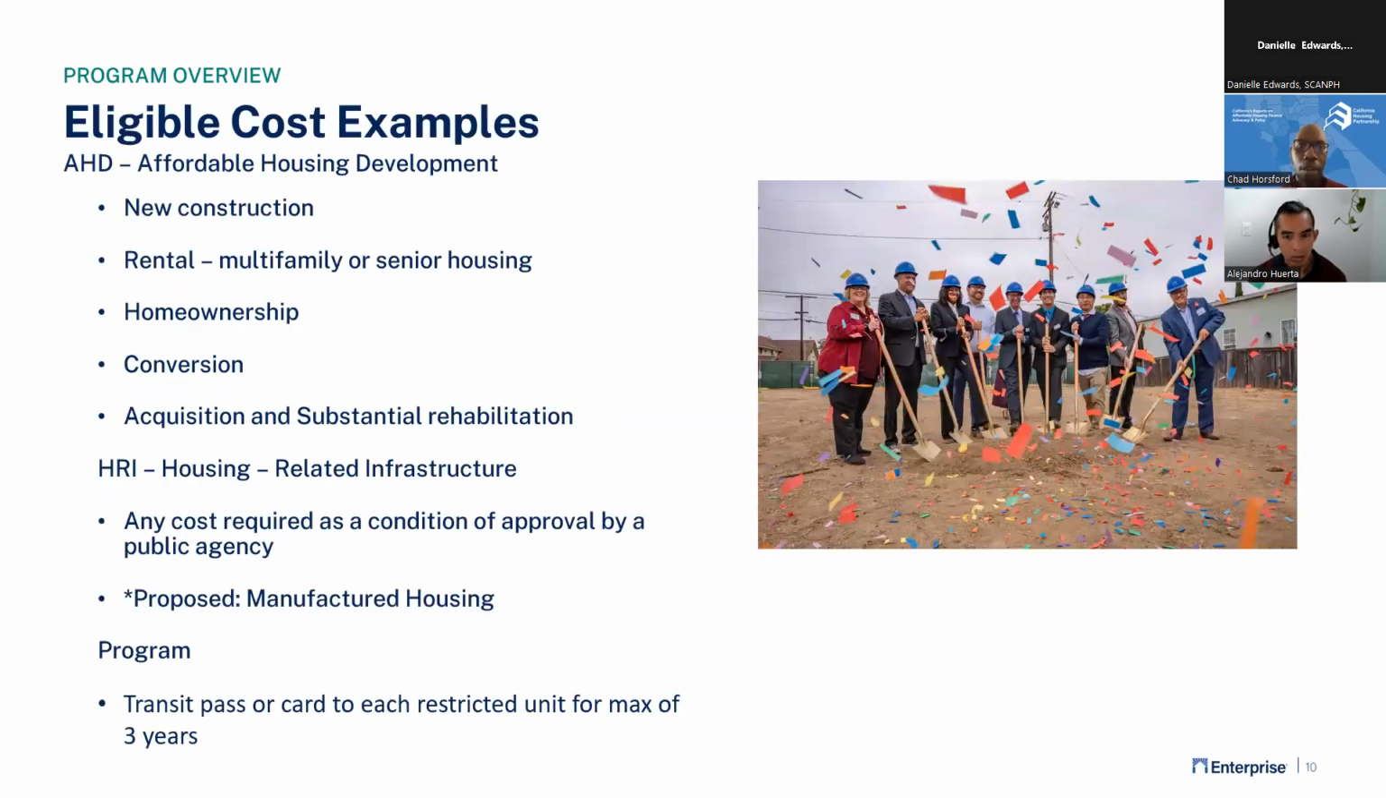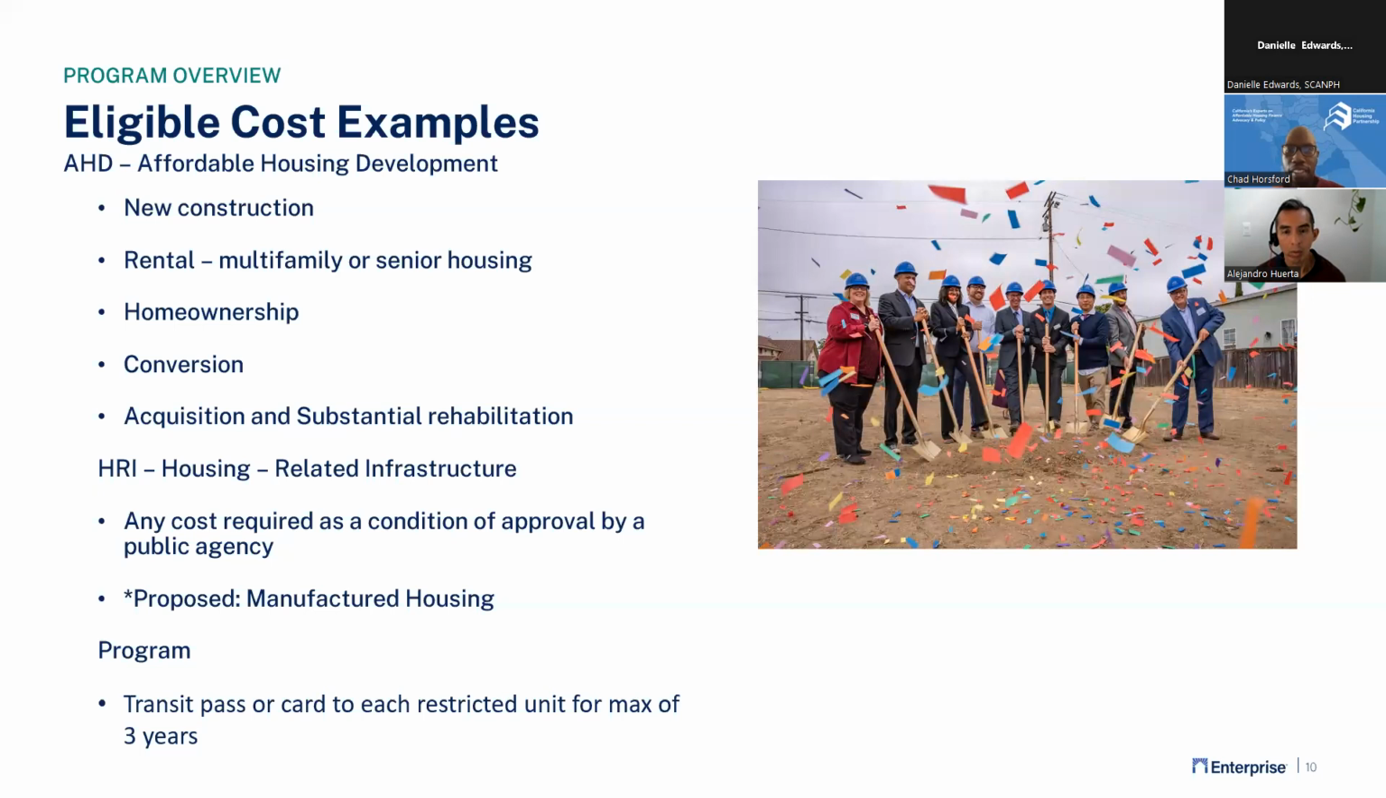Next slide. So thinking about eligible costs within the AHSC program, the AHD loan is going to look very similar to what you see in other HCD programs. So supporting new construction, rental housing, whether that's multifamily, senior. The AHSC program can be used for homeownership projects. If you're working on an adaptive reuse, we'll touch on some case studies at the end of this presentation. That is an eligible use, as well as acquisition and substantial rehab.